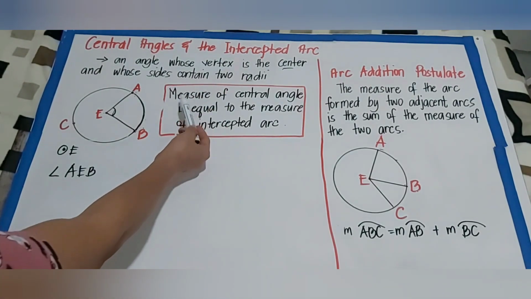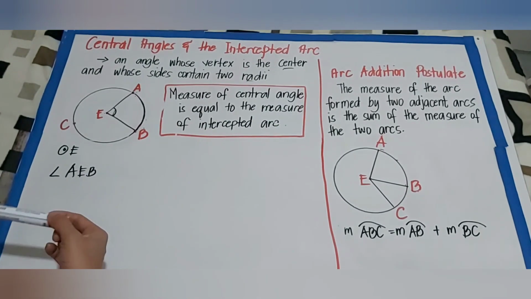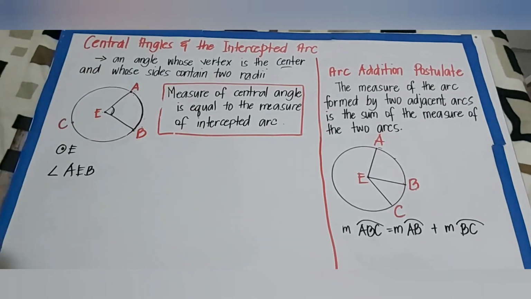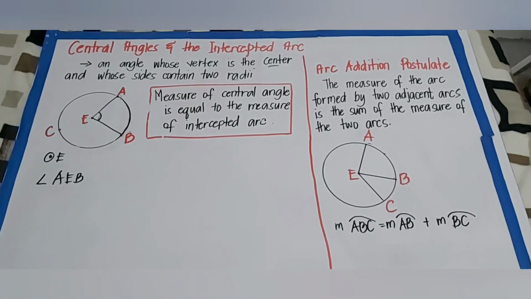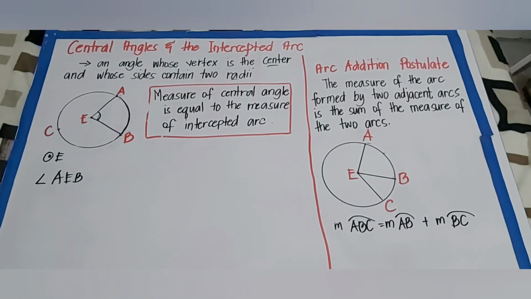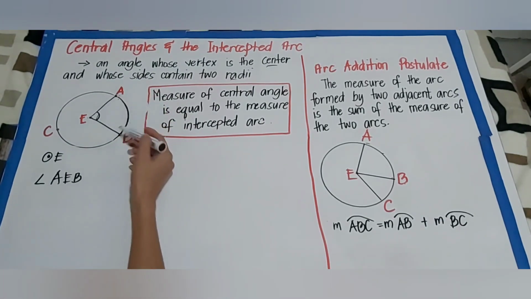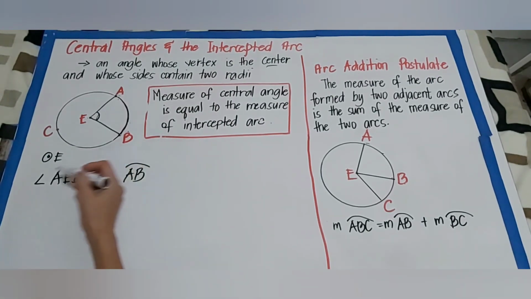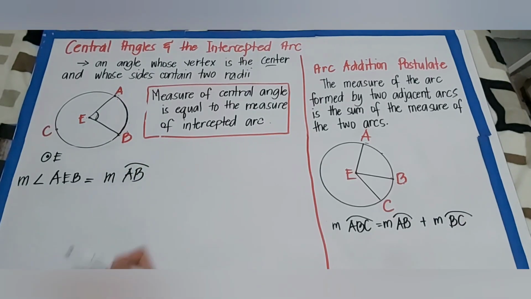Now, sabi dito, the measure of a central angle is equal to the measure of its intercepted arc. So, yung intercepted arc daw, ikapareho ng measurement ng central angle. Ano muna ang intercepted arc? It's the arc that is interior of the two endpoints of a central angle. So eto tayo, endpoint A, endpoint B. So itong arc na to, arc AB ang ating intercepted arc. And ang measurement daw ng central angle ay equal sa measurement ng kanyang intercepted arc.